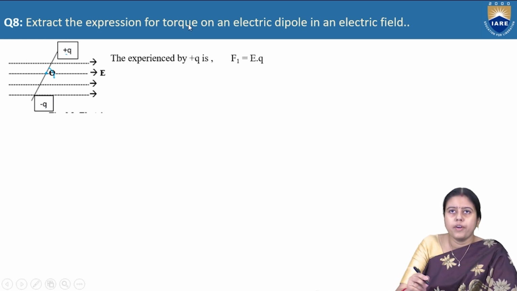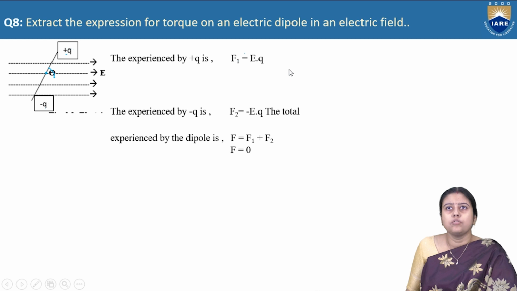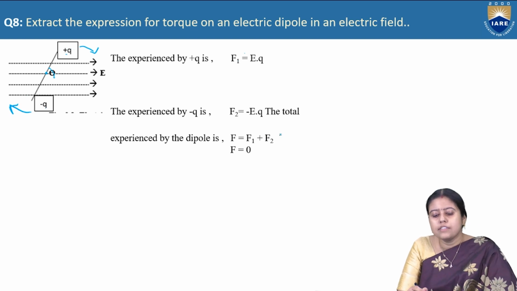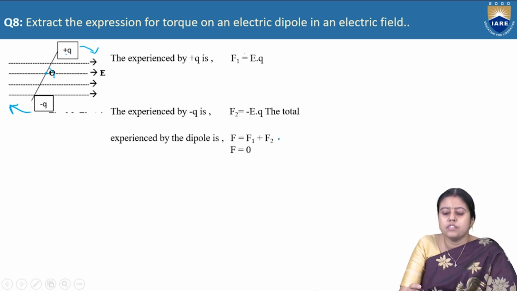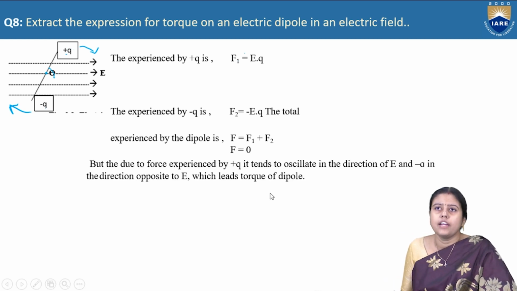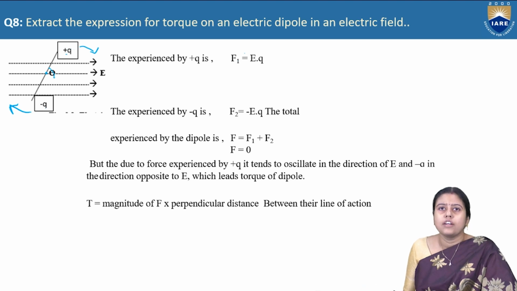So the force experienced by q1 is F1 equal to E into q, and F2 is equal to minus E into q. Direction of F1 is this, F2 is this, and what is the total force experienced? Total force is 0. But as both directions are different, they will create some rotation, and this is nothing but the torque.